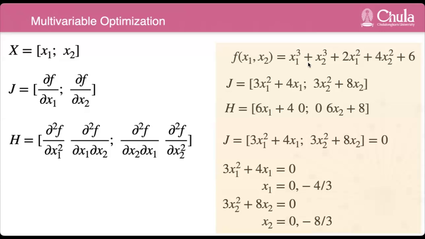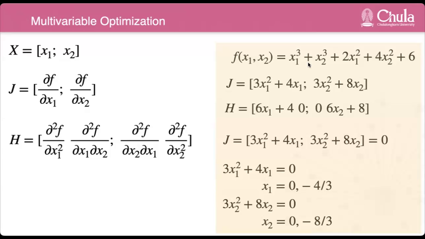And for the other elements, from the first element, x1 cubed becomes 0, right? Because we find the derivative with respect to the x2 direction, okay? And x2 cubed becomes 3x2 squared. And this term, 2x1 squared, becomes 0, okay? And 4x2 squared becomes 8x2, okay? And the constant becomes 0, of course.